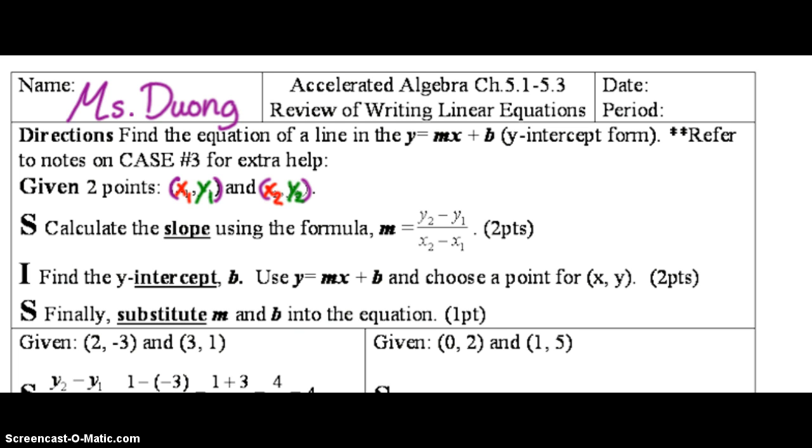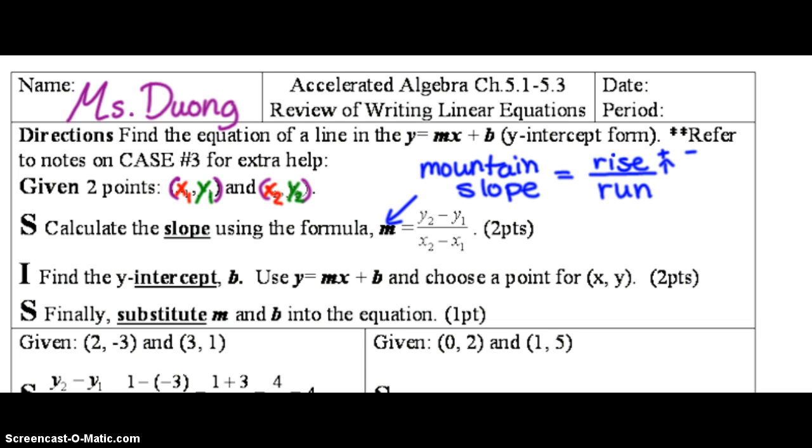The third case, which we're going to review today, is when you're given 2 points, x1 and y1 from the first point, and x2 and y2 from the second point. Remember, the first step is to calculate the slope using the slope formula. Think of m as your mountain slope. Just remember, you can also find slope by plotting the points on a graph and counting the rise over the run. If you use this method, just remember the rise is positive if you're going up to the next point, or negative if you're falling down to the next point.